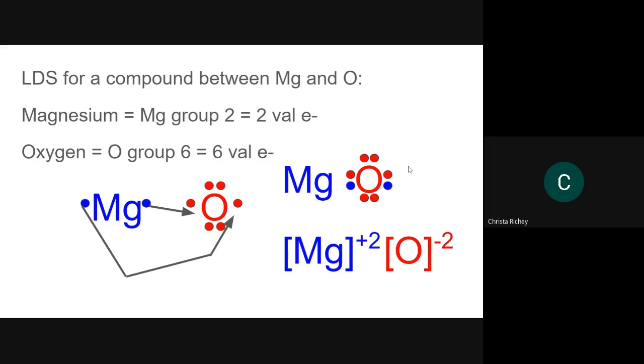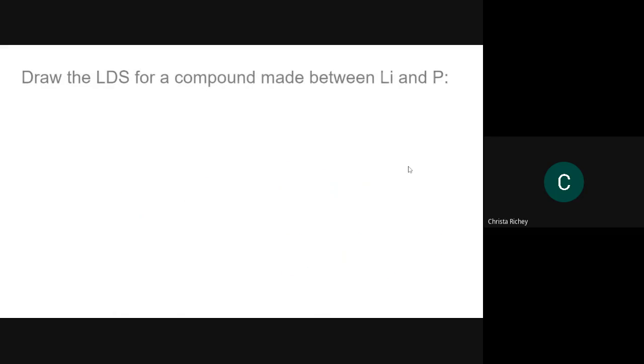I'm going to do one that's, is there something else animated? No. We're going to do something a little bit more difficult. Lithium and phosphorus. Lithium's in group 1. It has 1 valence electron. Symbol is Li. It's going to get 1 dot. It's going to lose its 1 dot.